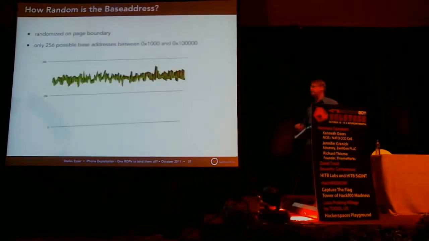And when you look into the shifting, you will see that the random number generator is good, but it only has 256 possible outcomes. So there are only 256 different positions the main binary or the dynamic linker can be moved to, if they are actually moved.